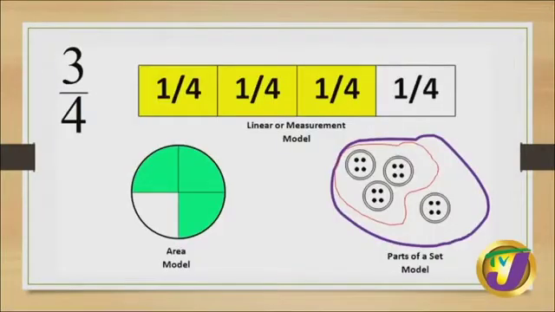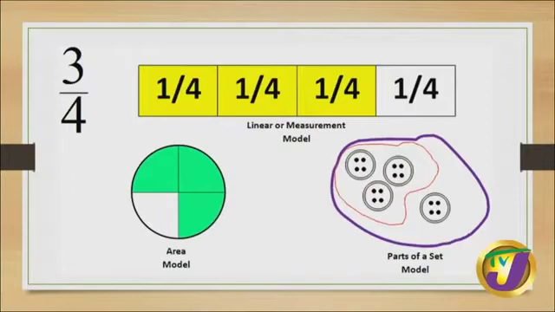Now let's just look at this diagram here. It says 3/4, and as you can see, there are three representations of 3/4. So you have the linear or measurement model, where you see it's in a bar and you have 1, 2, 3, 4 equal parts, and 3 of those parts are shaded or highlighted. So that is 3/4 of that whole.